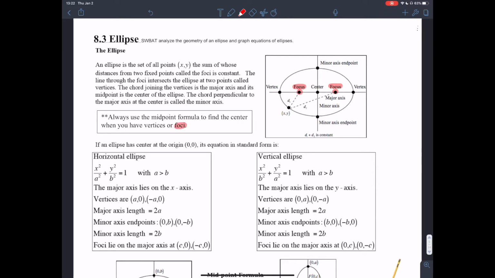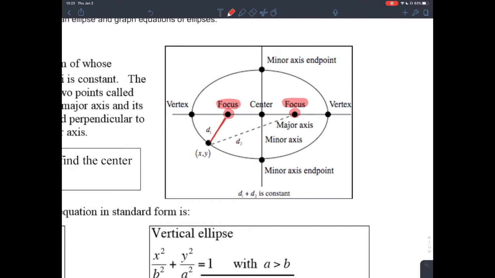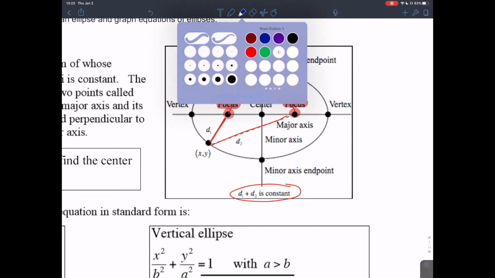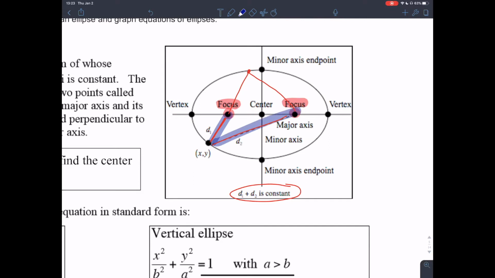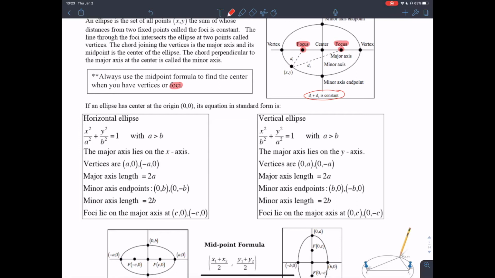What's special here is that the distances, and I'll do this in red, d1 and d2 from any point on the ellipse are always going to be constant if you add them up together. So let's say I picked this spot. From here to here will equal the exact same amount as from here to here, no matter how you add them up. That's what's special about the foci. Now, here are the rules for an ellipse that has a center at (0, 0).